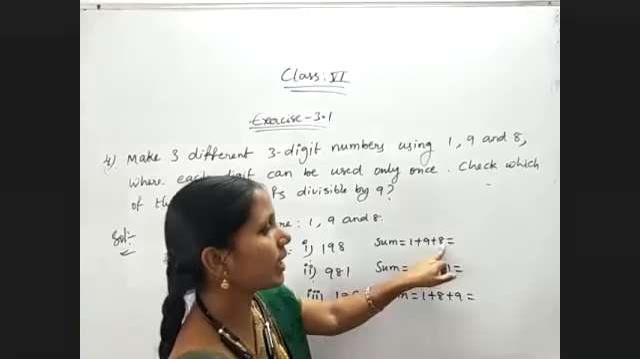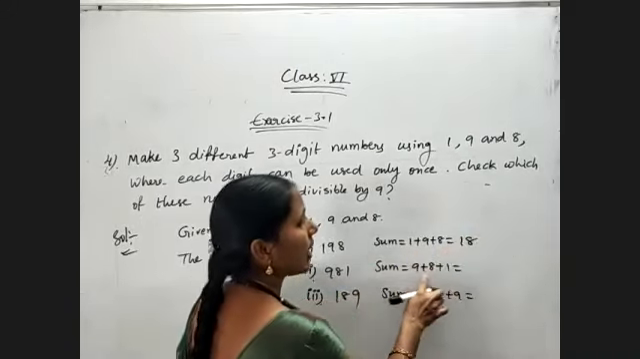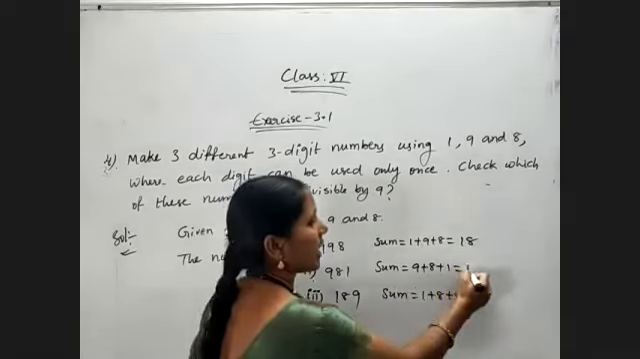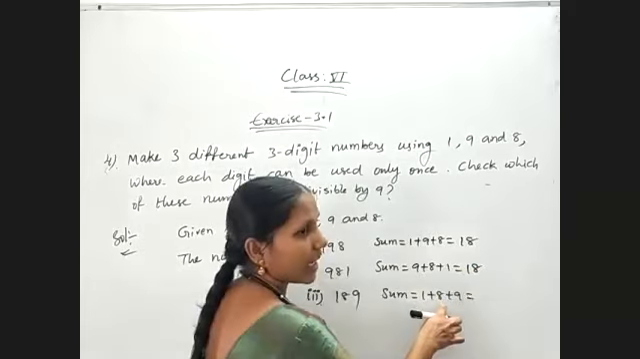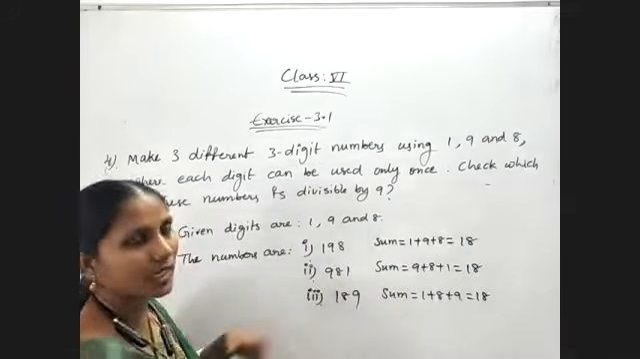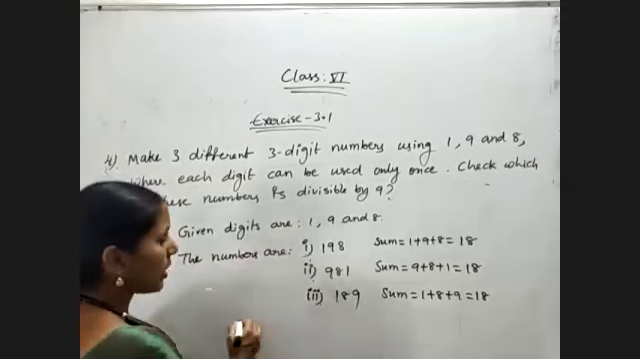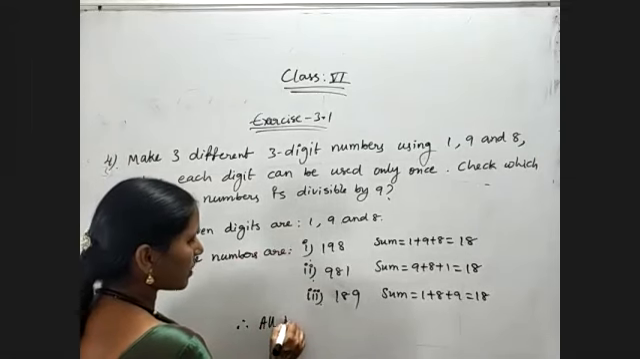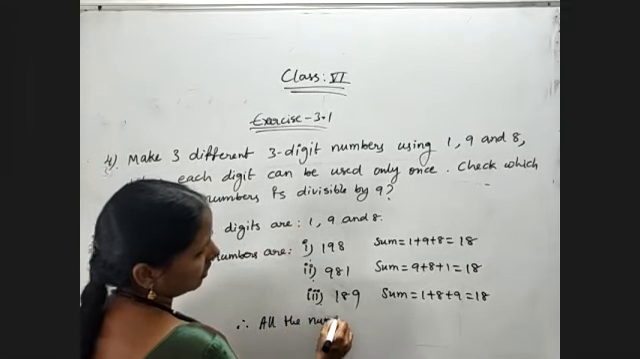1 plus 9, 10, 10 plus 8, 18. 9 plus 8, 17 plus 1, 18. 1 plus 8, 9, 9 plus 9 is 18. So in all these cases, the sum is equal to 18. 18 is a multiple of 9. So therefore, all the numbers are divisible by 9.